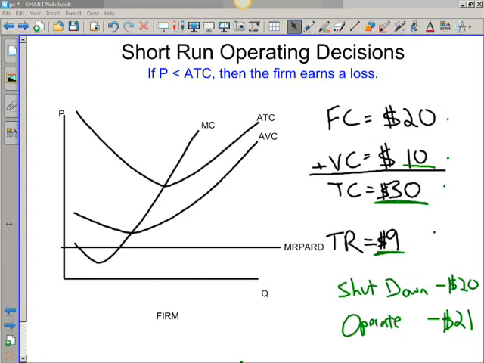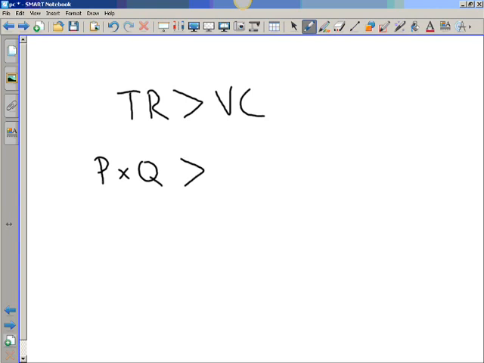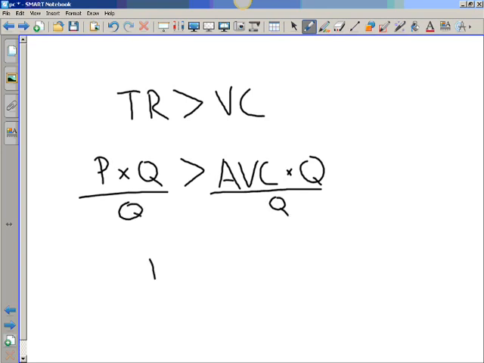Now this has to do with total revenue and its relationship to variable cost. Let's take a minute to look at the algebra behind this. So what we basically said is that if total revenue is greater than variable cost, the firm should stay open. As you know, total revenue is equal to price times quantity, and variable cost is equal to average variable cost times quantity. If you divide both sides by Q, then we're left with price being greater than average variable cost.